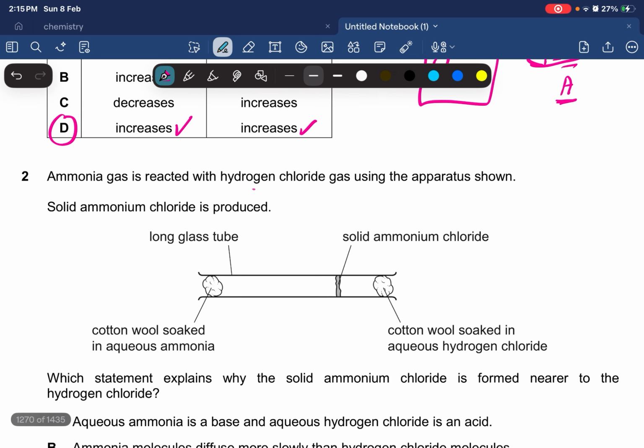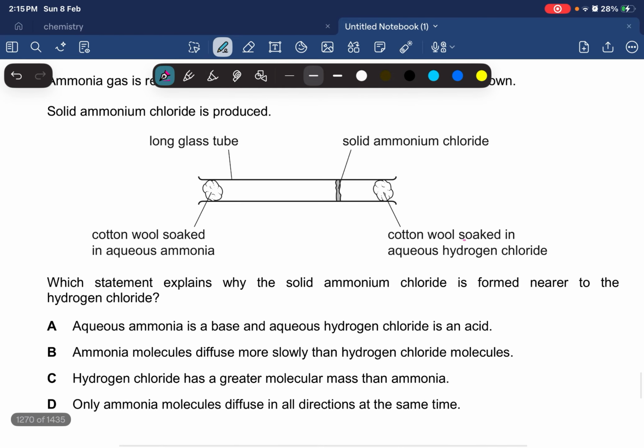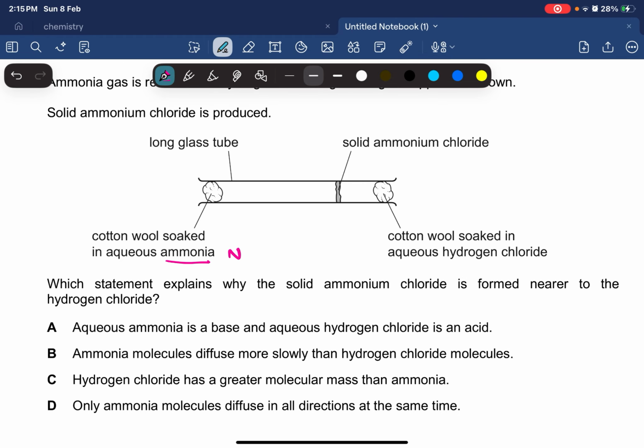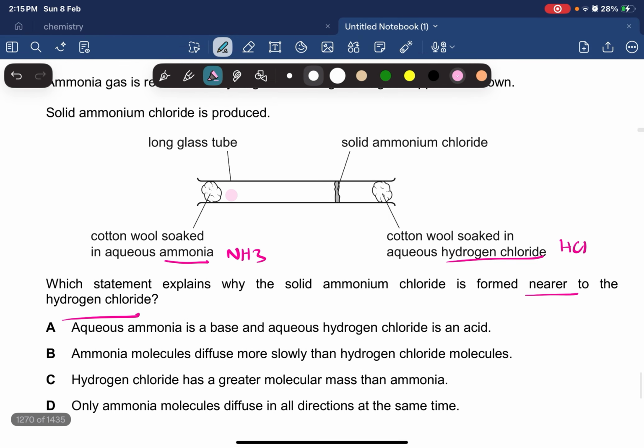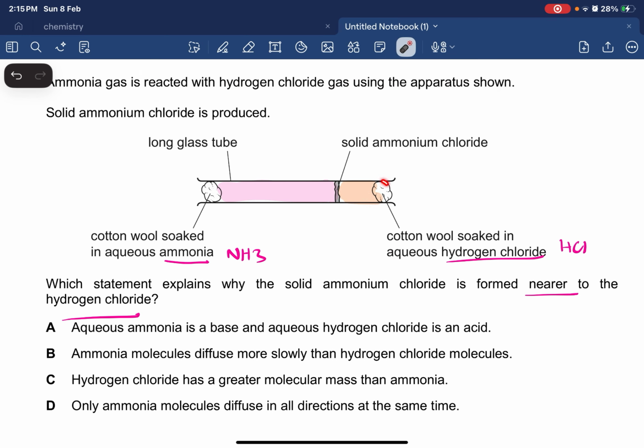Ammonia gas is reacted with HCl using the apparatus shown. Solid ammonium chloride is produced. Over here we have NH3. Over here we have HCl. Which statement explains why the solid ammonium chloride is found nearer to HCl? Why? Because look, ammonia is going to diffuse faster. In the given amount of time, ammonia is going to diffuse this much, while our hydrogen chloride gas is only going to diffuse this much. Why? Because it's a heavier gas.